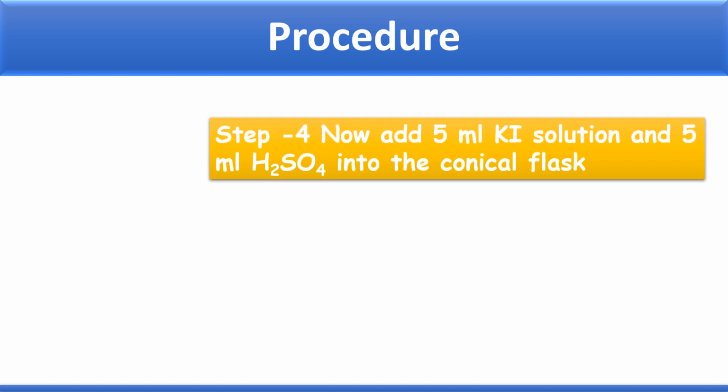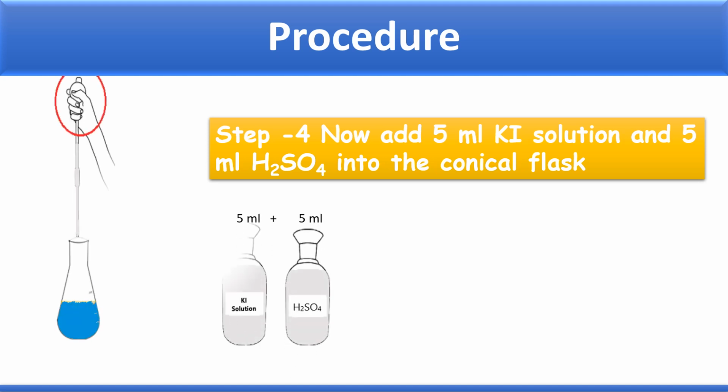Now fourth step, add 5 ml potassium iodide solution and 5 ml H2SO4 solution in the conical flask. So we are already taking the 10 ml of copper sulfate solution in the conical flask. Now in this 10 ml of copper sulfate solution, add 5 ml of potassium iodide and 5 ml of H2SO4 solution.